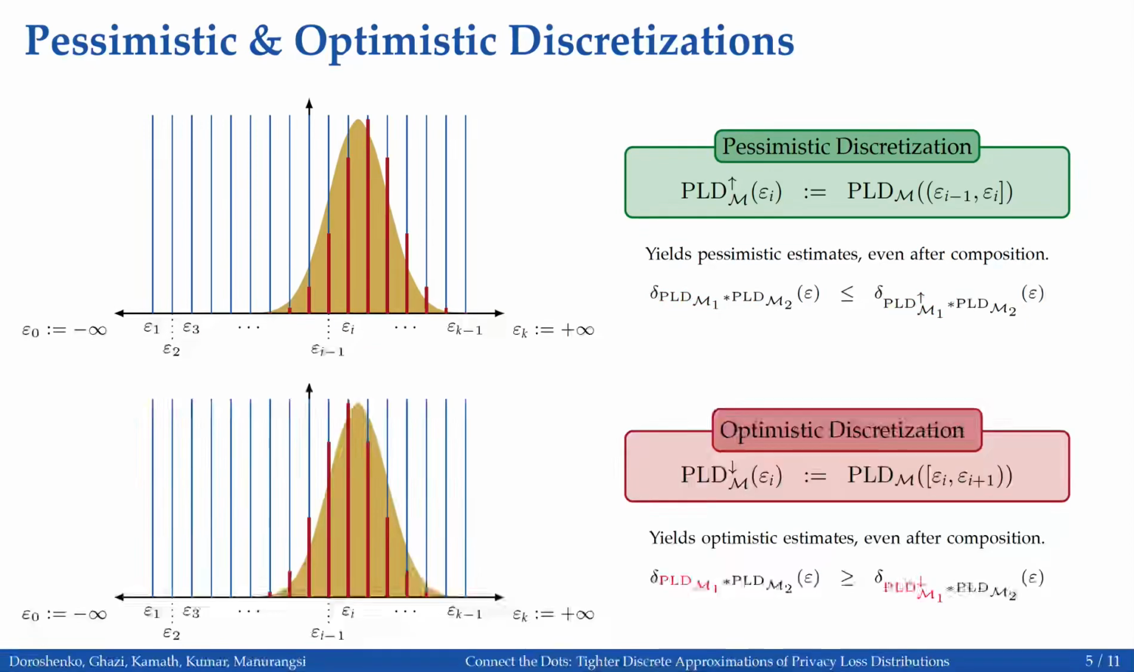This approach can also be used to get a lower bound, or what we call an optimistic estimate of the hockey stick divergence, by simply rounding down the probability masses. One technical point to note here is that this optimistic discretization might not be a PLD corresponding to any pair of distributions, but it suffices to give us optimistic estimates of the hockey stick divergence.